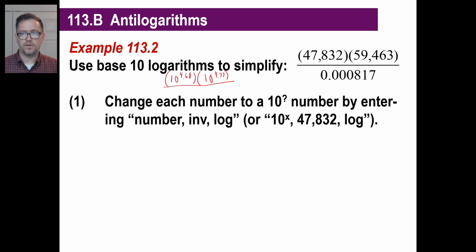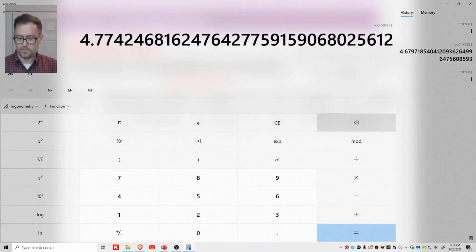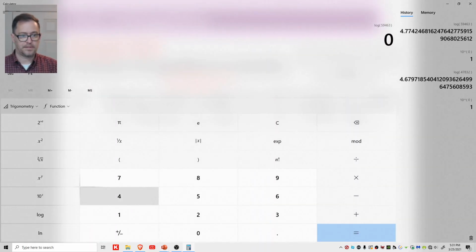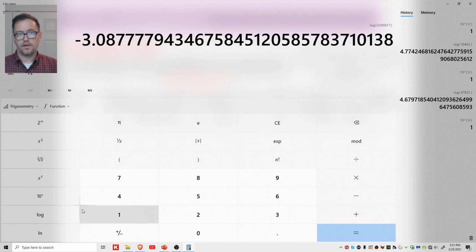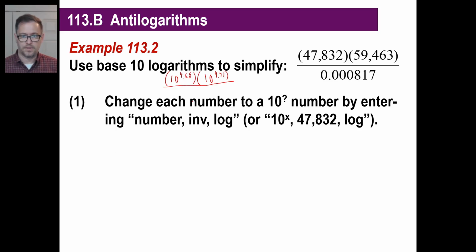All right, now we'll divide. 0.000817, let's put her in there. Again, we'll clear that out. We have 10 to the x, and we have 0.000817, and then we have log. So we have 10 to the negative 3.08. Okay, so this is 10 to the negative 3.08 power.